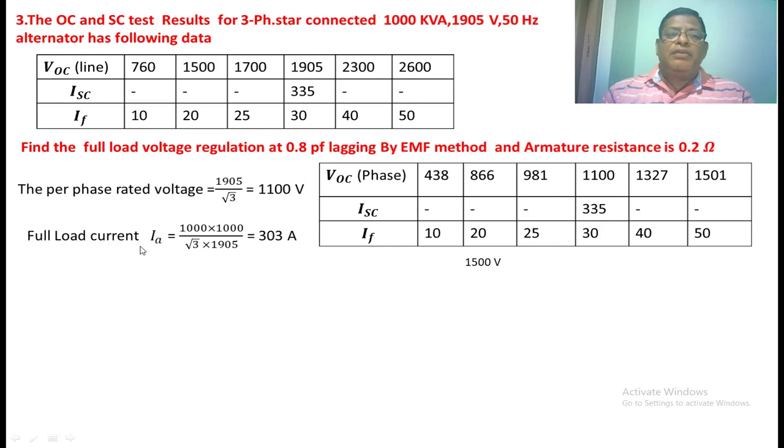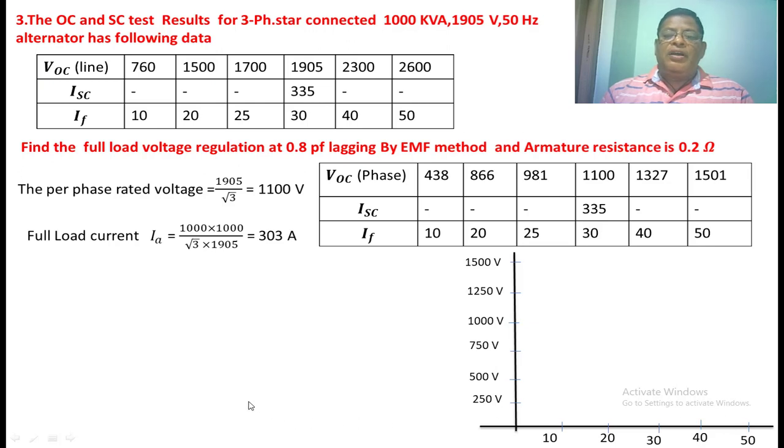Now the full load current equals the power rating divided by root 3 VL. Here it is given 1000 kVA, that we converted into volt amperes, into 1000, that gives 303 amperes. Now by properly taking the scale, on the y-axis we have taken the open circuit voltage. In this case I have taken 1 centimeter equal to 250 volts. Next on the x-axis I have taken 1 centimeter equal to 10 amperes of field current. Locate the points and join all the points, we are getting the OCC.